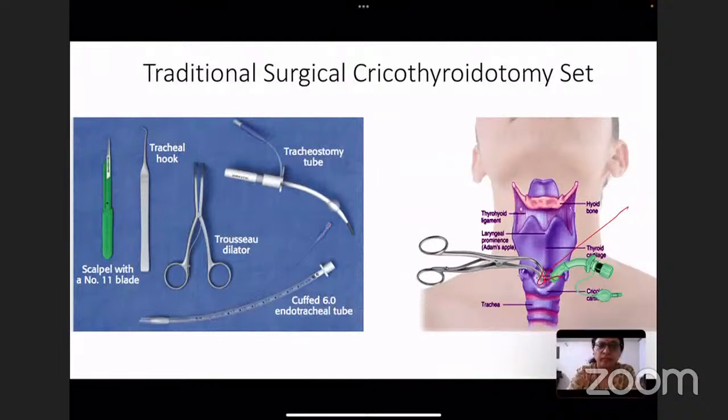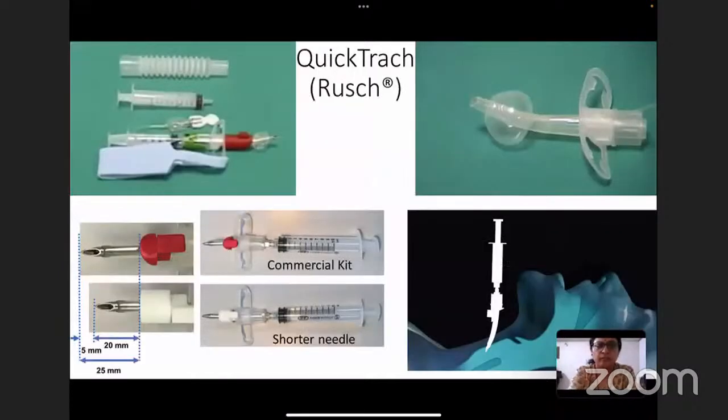So once you take a nick on the cricothyroid membrane, you use the dilator to widen the access, and then under vision you insert either an endotracheal tube or a small size tracheostomy tube to secure the airway and do a cricothyrotomy. So next is a Rush patented quick track.